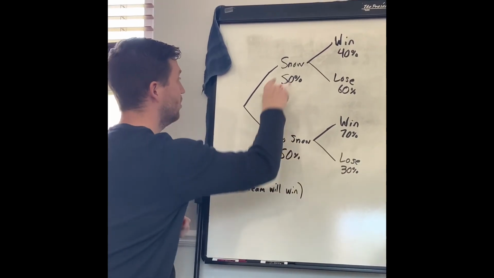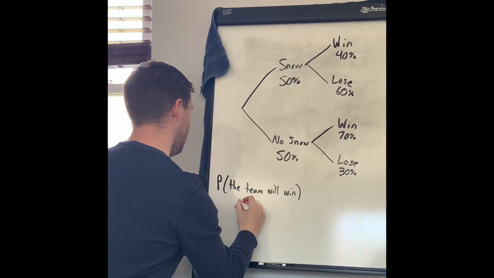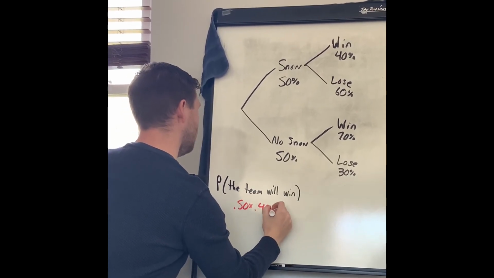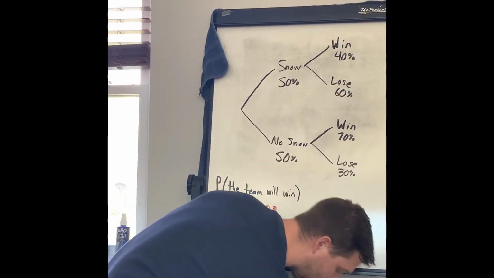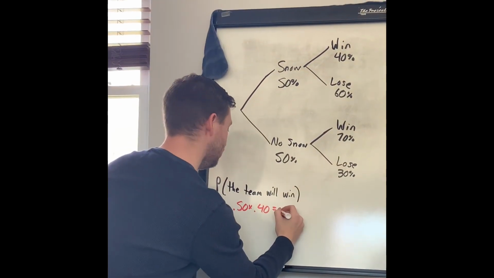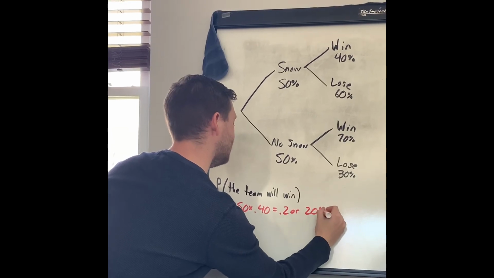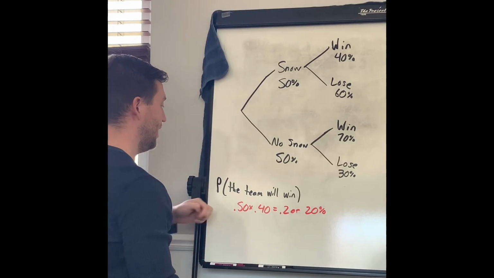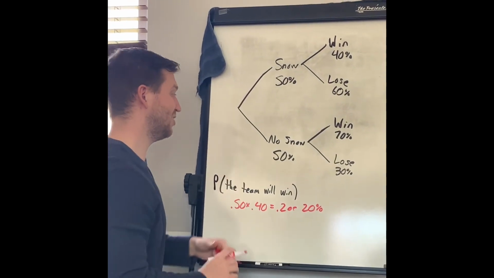That would be 0.5 times 0.4. 0.50 times 0.40. And that equals, depending on how we round, 0.2 or 20%. So that's the probability of them winning when it snows. Now let's find the probability of them winning when it doesn't snow.